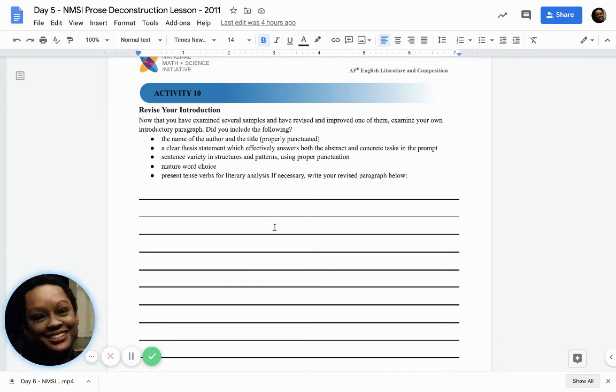So let's look at what you're supposed to have. The name of the author and the title properly punctuated, a clear thesis statement which effectively answers both the abstract and the concrete task in the prompt, sentence variety in structures and patterns using proper punctuation, mature word choice. Please, for the love of God, do not use pretty, stupid, smart, ugly, good, bad. Use mature words, please. Present tense verbs for literary analysis if necessary. Revise and write your revised paragraph below.